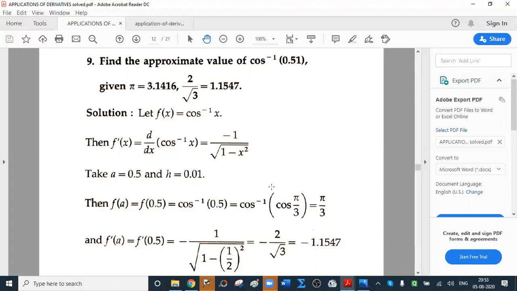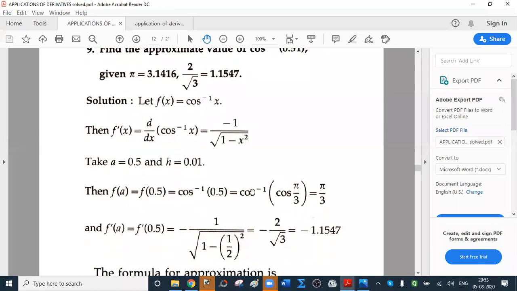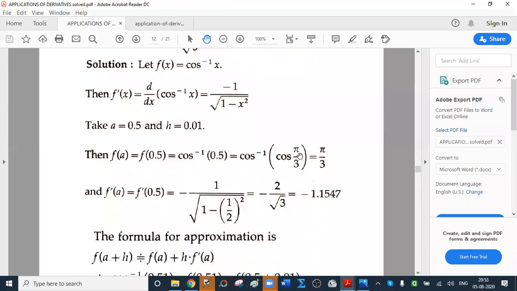Because cos 60 degree is pi by 3. But in calculus, you have to express angle in radian. Okay. And your answer should lie in closed interval 0 to pi, because that is range of cos inverse x function. Okay. What is f dash of a? It is f dash of 0.5. Substitute. That is why you are given this value. Put that value directly. Minus 1.1547 it is.